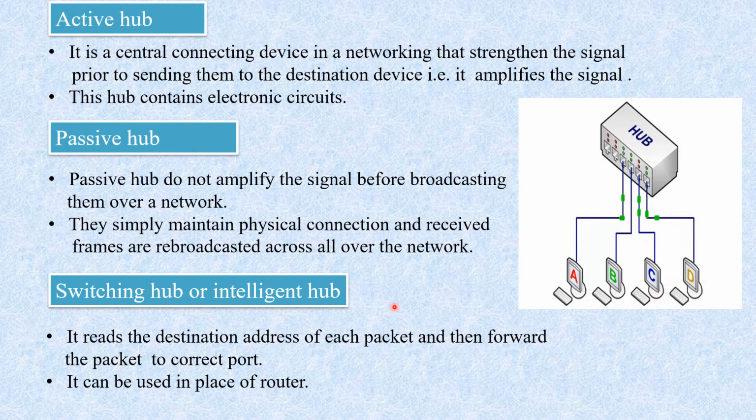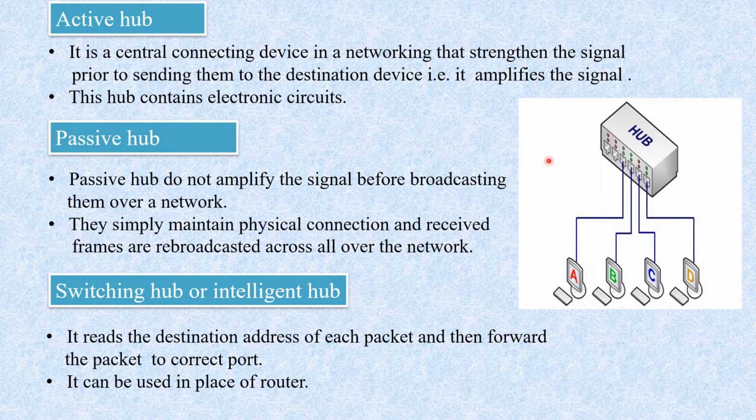Now the switching hub, or intelligent hub. Here, see the data is sent from A to B, but it is received by all the nodes. Yes, so it can be seen by all the nodes. But in an intelligent hub, it reads the destination address of each packet and then forwards the packet to the correct port. Now in a passive hub, the data is sent from A to B only, but all the remaining nodes can receive the data.